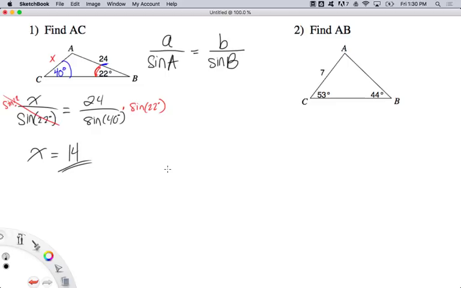All right, everybody do number 2. Do that on your own. Solve for side AB. Again, how do you know it's law of sines? You have an angle and its opposite side, and an angle and you're solving for side AB, its opposite side.